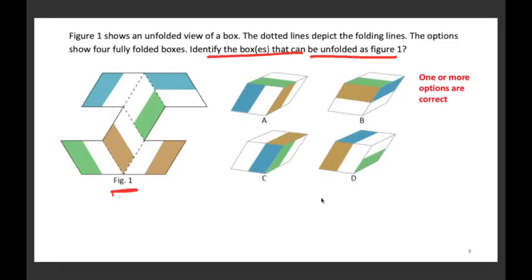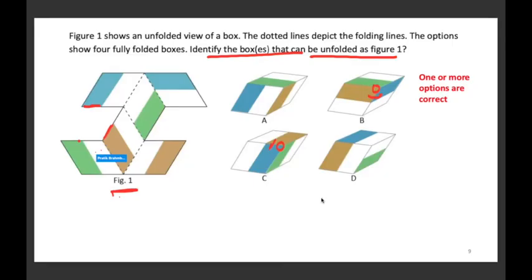In this case, when you look at the options, B and C are peculiar because they have the three colors, brown, green, and blue, sharing that one corner. There is no possibility in any of these places. So yes, the brown and blue do come together like this, like we are seeing here and here. But the green here is not in this position.